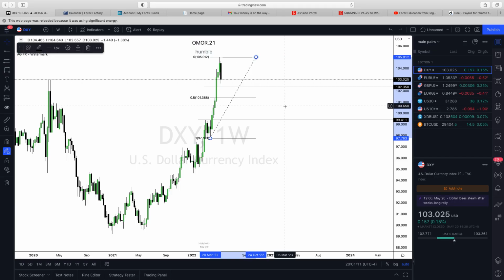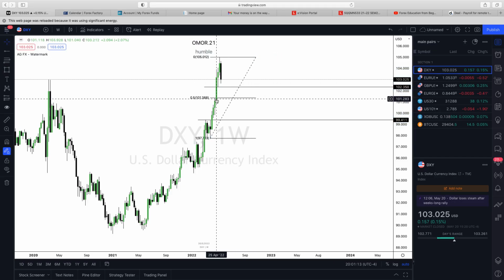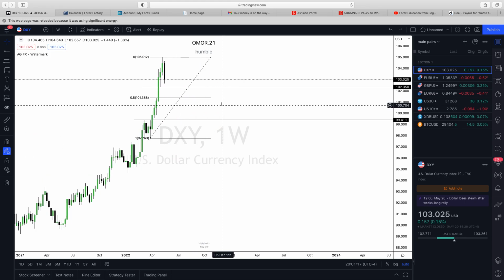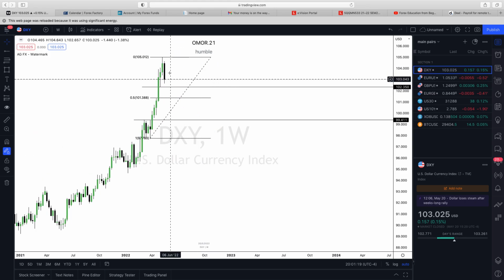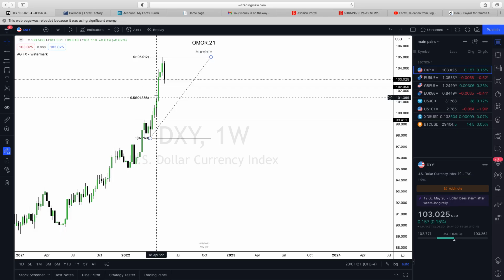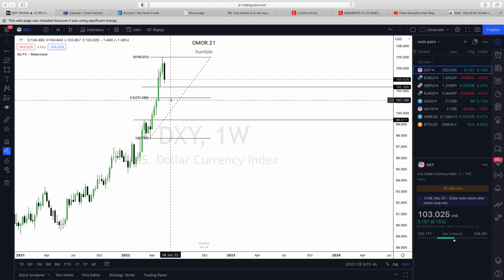Now we have our dealing range. This is 50% of the dealing range on the weekly chart. So where can we expect the price to trade to? We can expect a rebalance of this fair value gap here to here. And it completely lines up with the 50% of the range.